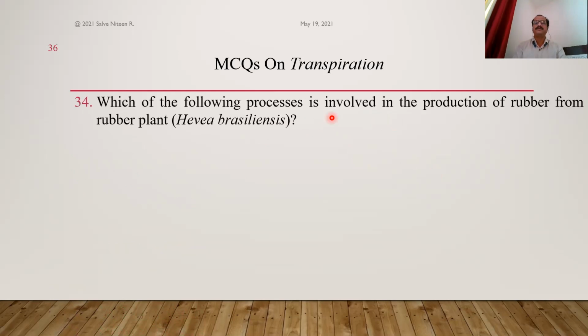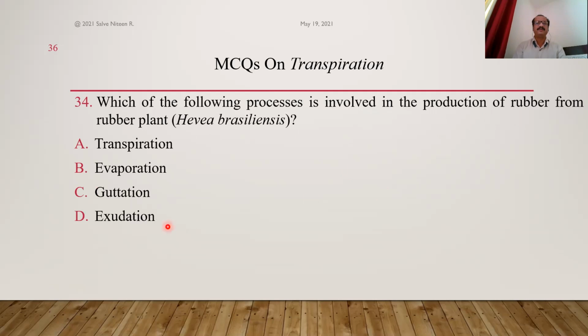Which of the following processes is involved in the production of rubber from rubber plant, Hevea brasiliensis? So we have studied that process is called as exudation. Here some injury is made to the stem or bark so that laticifer tissues yield latex by this process, exudation. So D is the right answer.